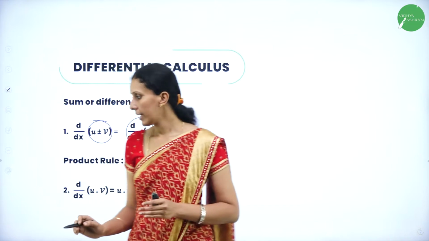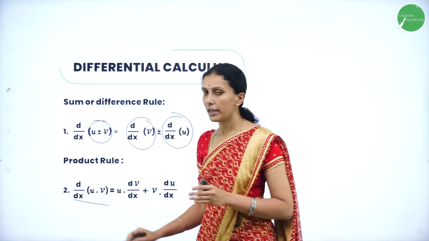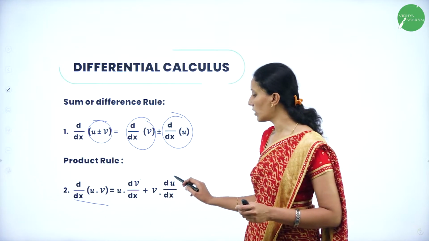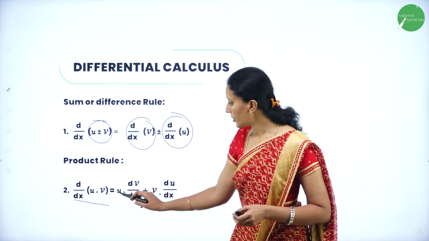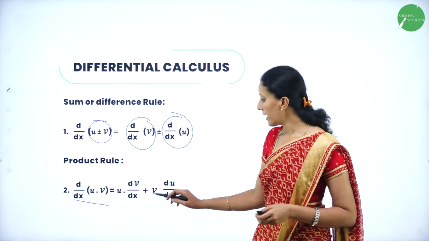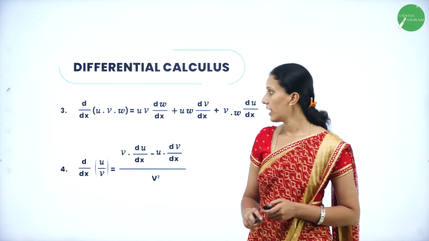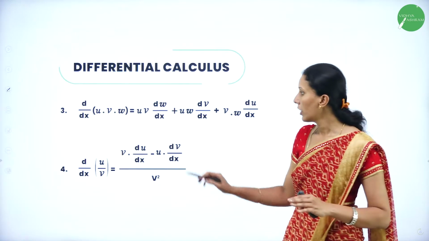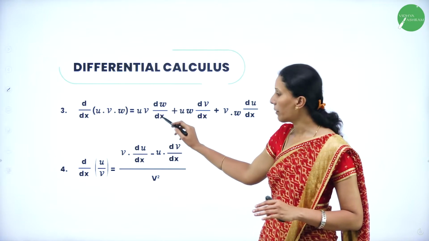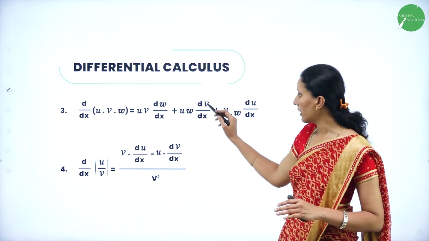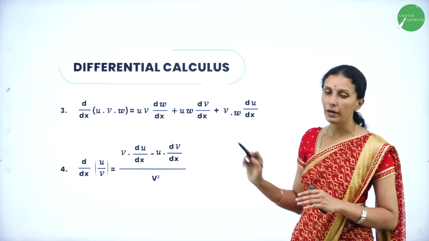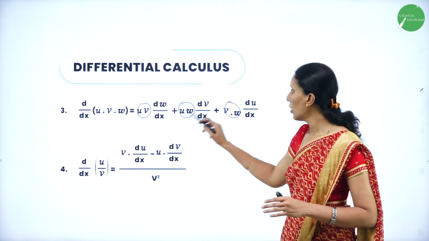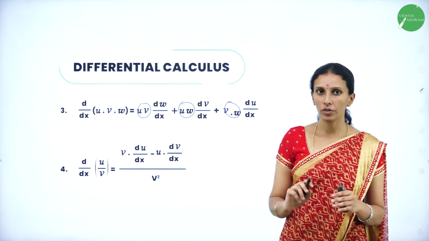And the product rule can be written as d by dx of u into v, that is u into dv by dx plus v into du by dx. First function, derive second, plus second function, derive first. Similarly, when you have three functions in the product, you can write it as uv dw by dx, uw dv by dx, vw du by dx. That is, keep the functions as they are and derive only the function which is not in its original form.